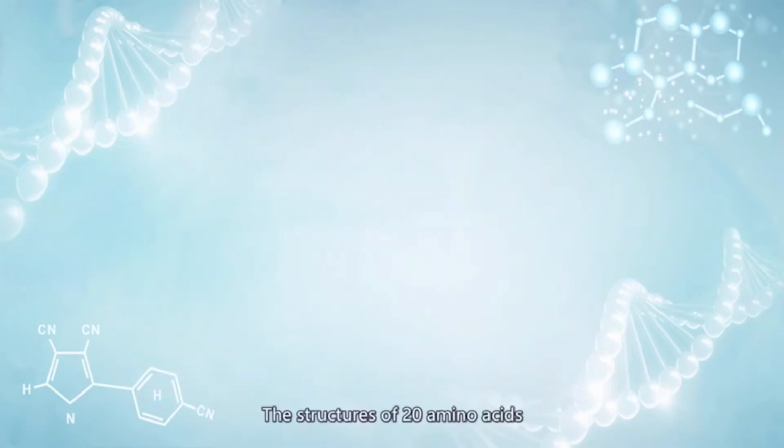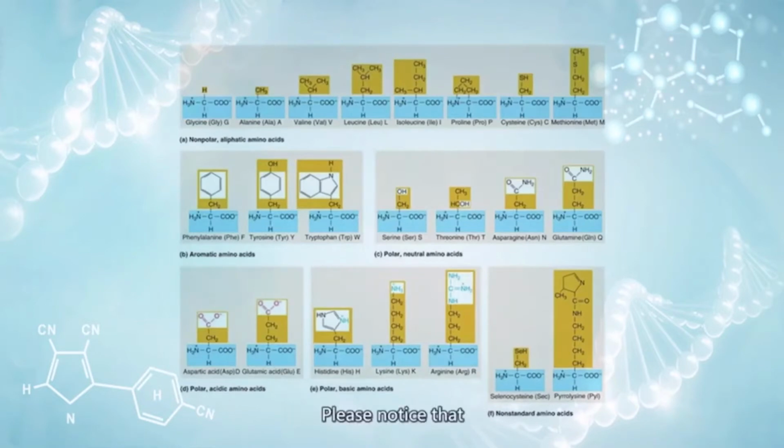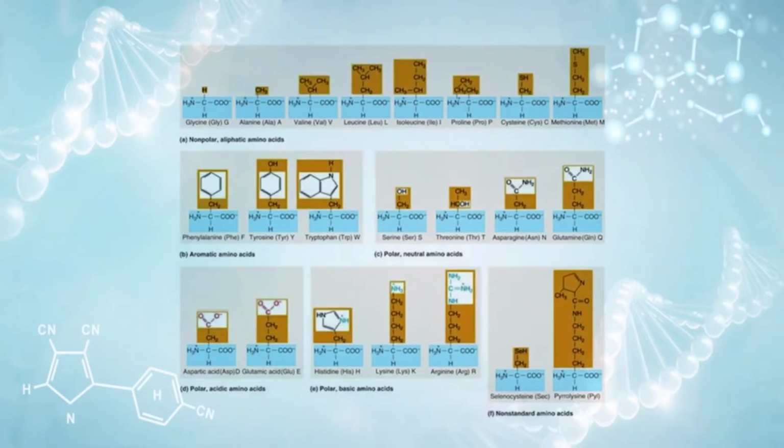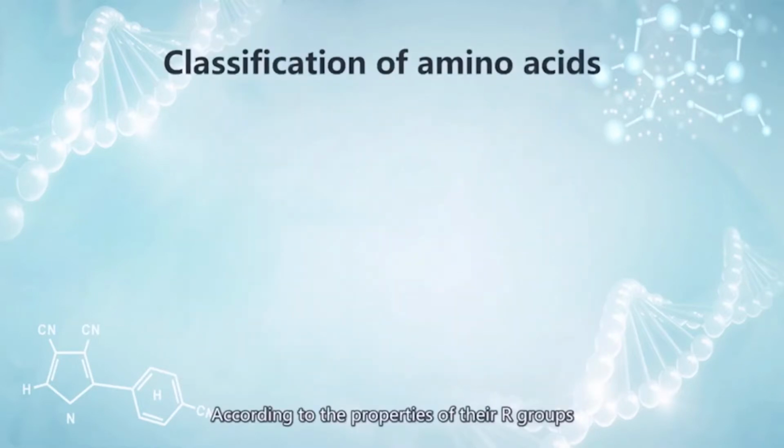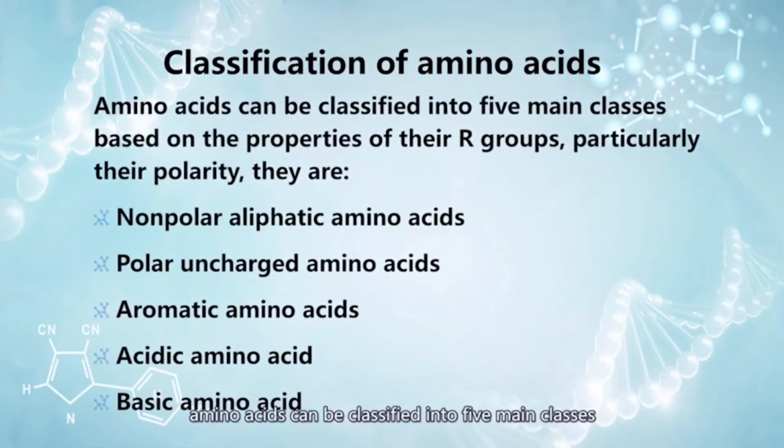All amino acids in proteins are L stereoisomers except glycine. The structures of 20 amino acids are shown in this figure. Please notice that these amino acids have been assigned 3-letter abbreviations and 1-letter symbols, which are used as shorthand to indicate the composition and the sequence of amino acids in proteins. We can see that amino acids differ from each other in their R groups. These R groups vary in structure, size, and electric charge, so they influence the solubility of the amino acids in water. According to the properties of their R groups, amino acids can be classified into 5 main classes.